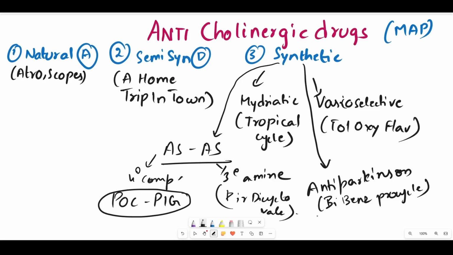There we have again quaternary compounds and tertiary amines. The quaternary compounds can be remembered by "poke pig". So it has propantheline, oxyphenonium, clidinium, pipenzolate, isopropamide, glycopyrrolate, everything will be there. And in the tertiary amines, we have three drugs. To remember, the trick is "pyridicyclovale", which means pirenzepine, dicyclomine, valethamate.